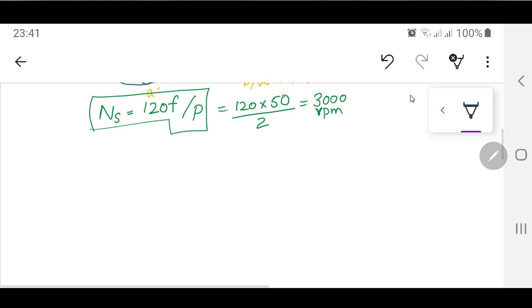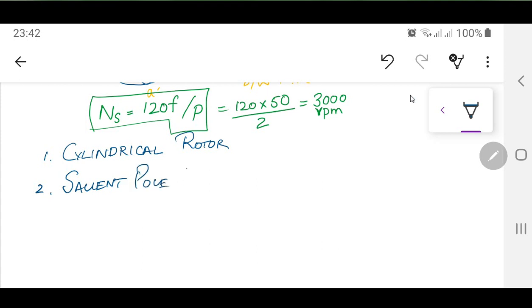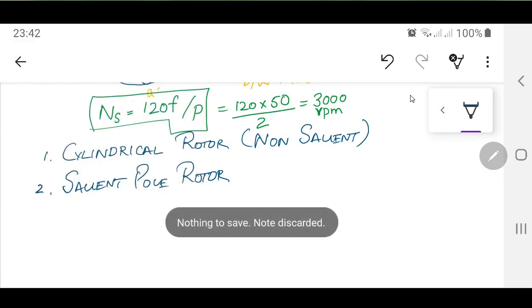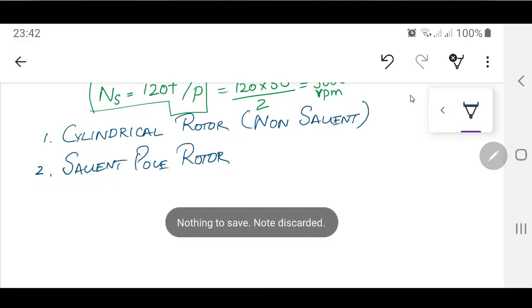So the first type of synchronous generator is called the cylindrical rotor, and the second type is called the salient pole rotor, or you can call it a salient pole synchronous generator. The cylindrical one is also called, as the name given, the non-salient pole, sorry about this. Okay, so now you have these 2 types over there.